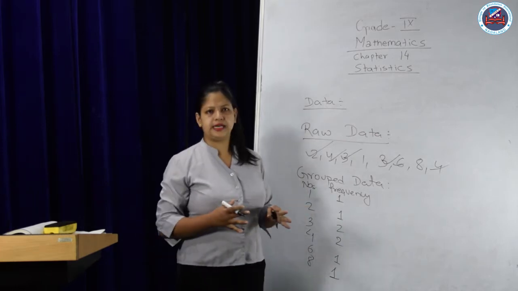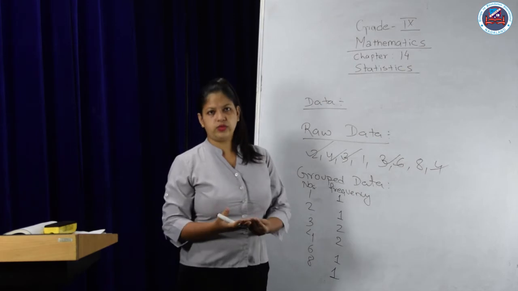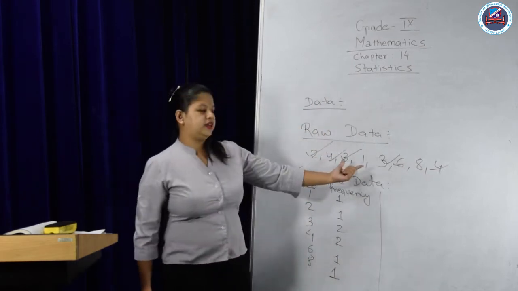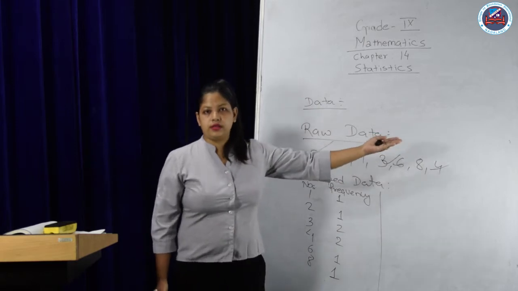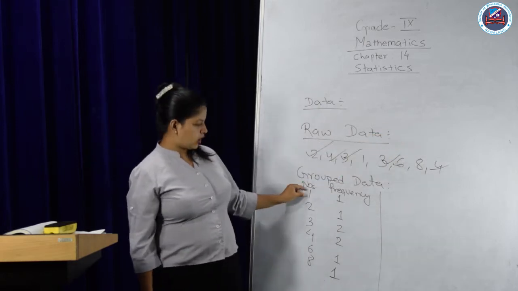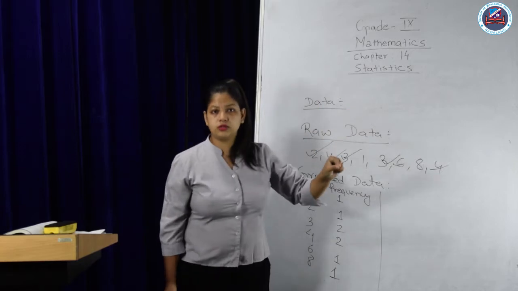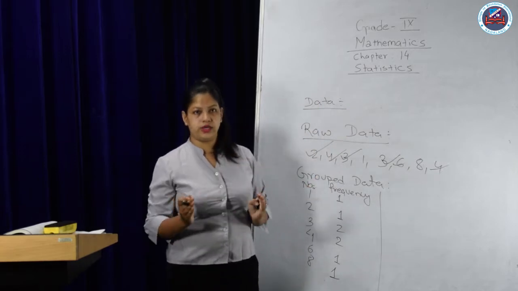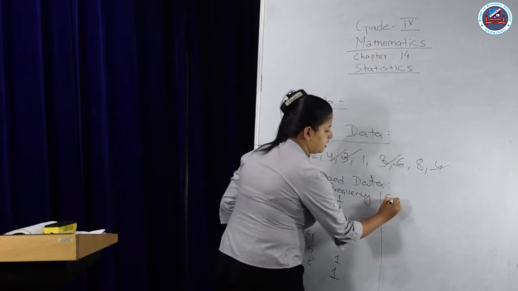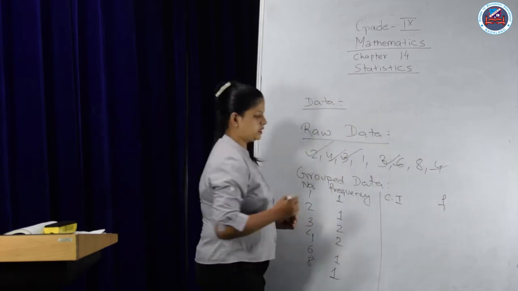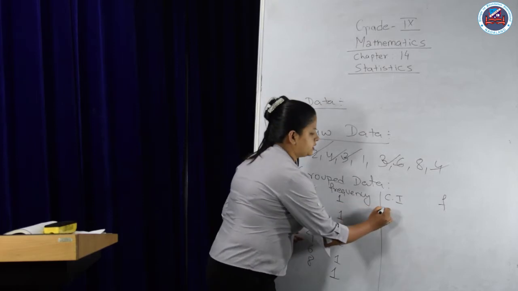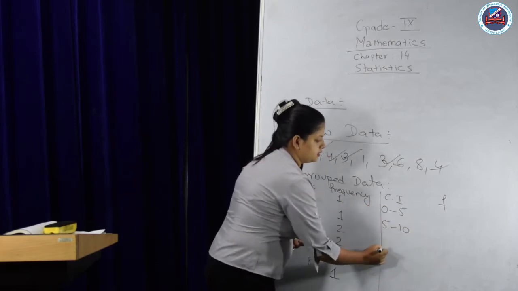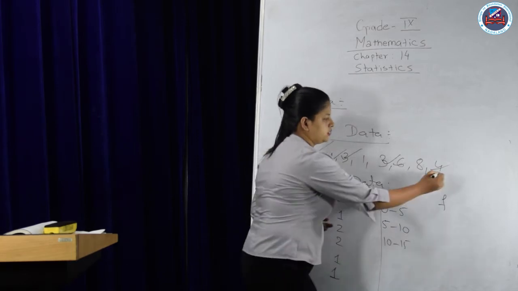Now under grouped data, you can group it in an even better way. For example, if I give numbers up to 100 or 1000, then counting each number for 1000 times is difficult. So you can group it in another way. For example, if I write it like this: numbers from 0 to 5, 5 to 10, 10 to 15.